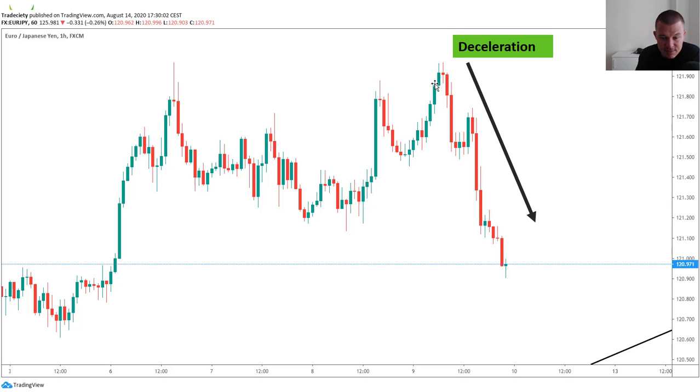The bullish candles are getting smaller. You have a doji, and then you have a strong bearish candle. And then afterwards, the market really collapsed. So really, really important that you learn to read wave analysis, deceleration, location.